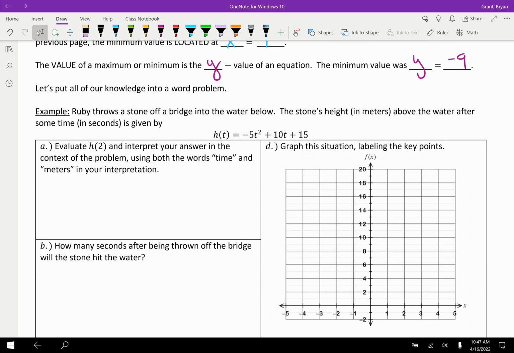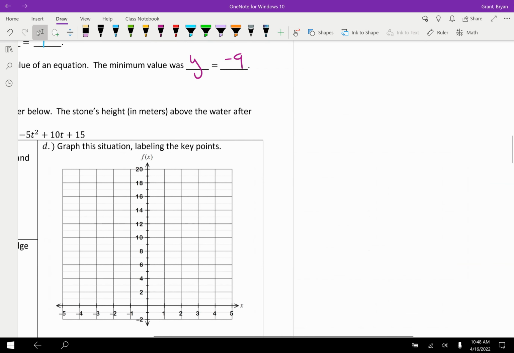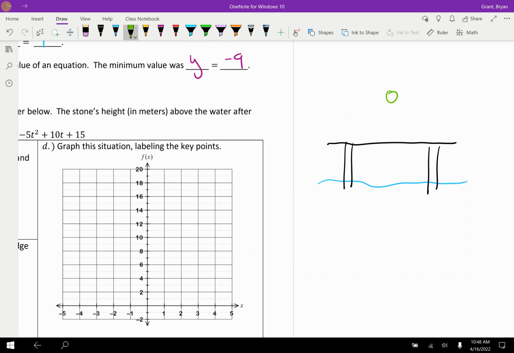All right. Example, Ruby throws a stone off the bridge into the water below. Okay, good so far. The stone's height in meters above the water after some time in seconds is given by that equation there. Now, just a reminder, the path of the stone is actually going straight down, and you can enjoy my drawing skills here. We've got our water right here, and then we've got this adorable bridge that's hanging out over here going across the water, and then Ruby is standing up here, very excited, and she's throwing a stone, we'll do the stone in purple, into the water.